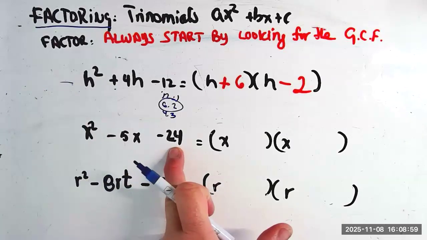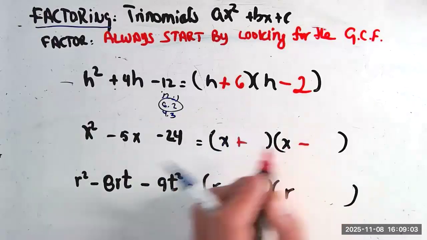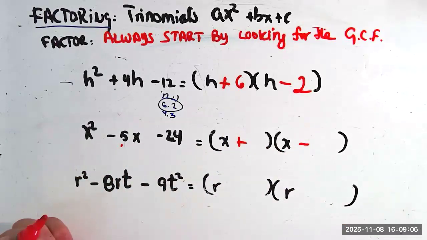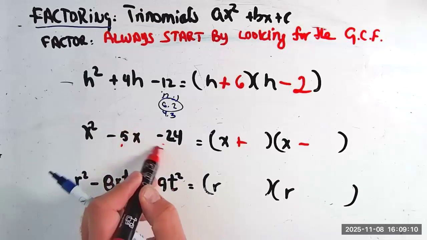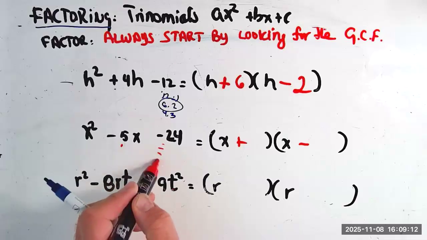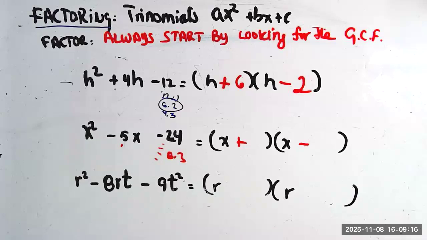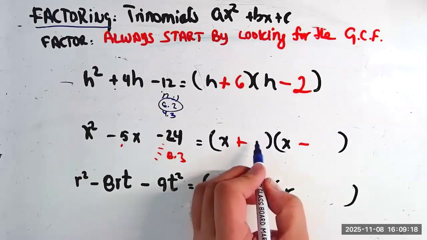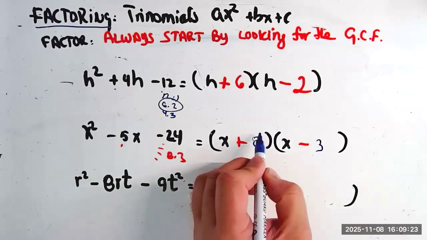Here, I need to find, well, my c is negative 24. Again, the signs are different. Looking for negative 5. Of course, I know that 24 times 1, 12 times 2, 6 times 4, 8 times 3 will be a good candidate. So on purpose, I'm going to put the 8 here and the 3 here to see what happens.